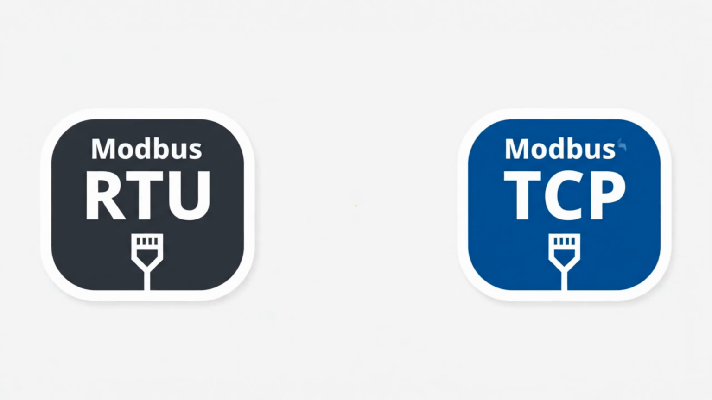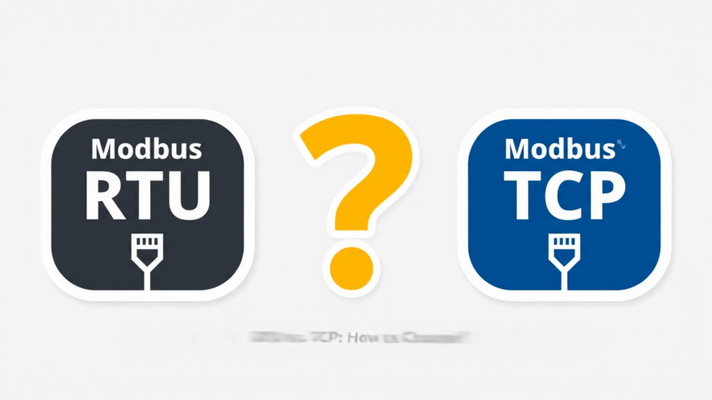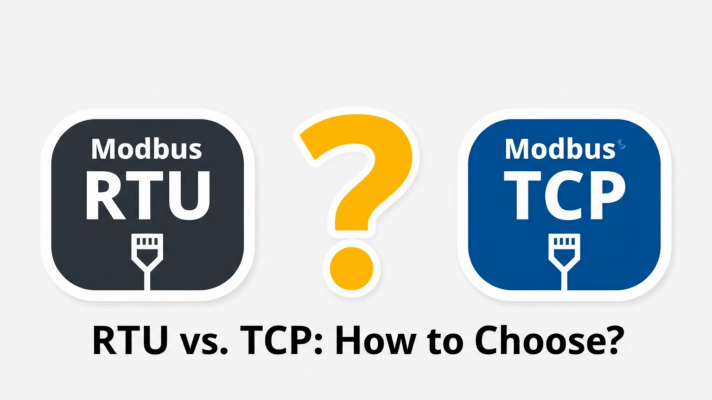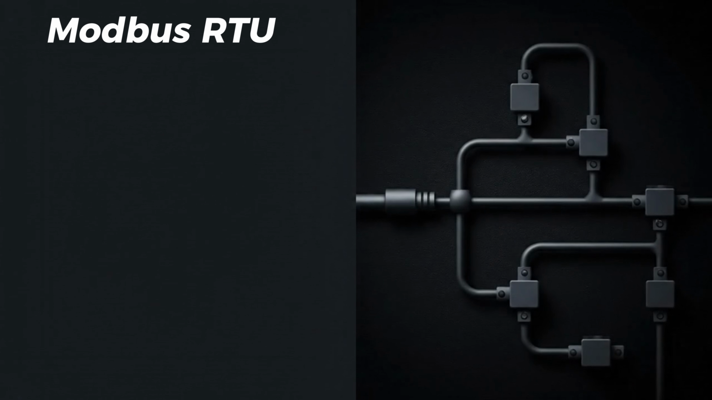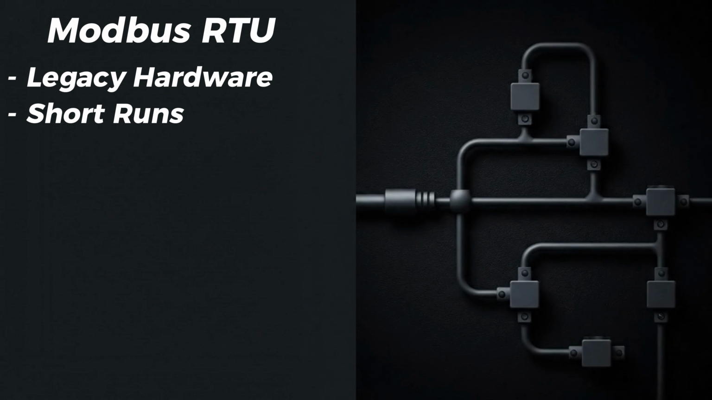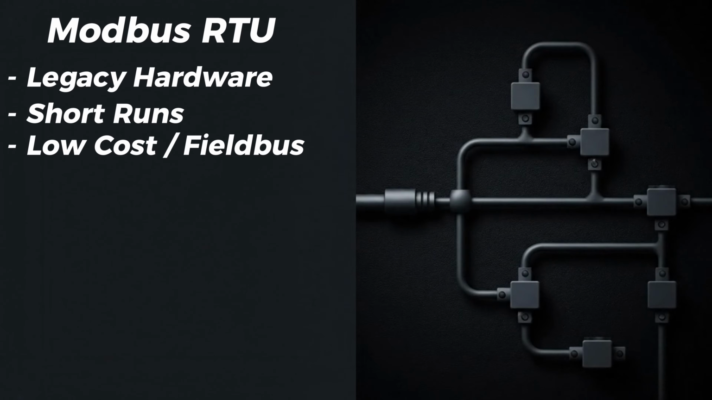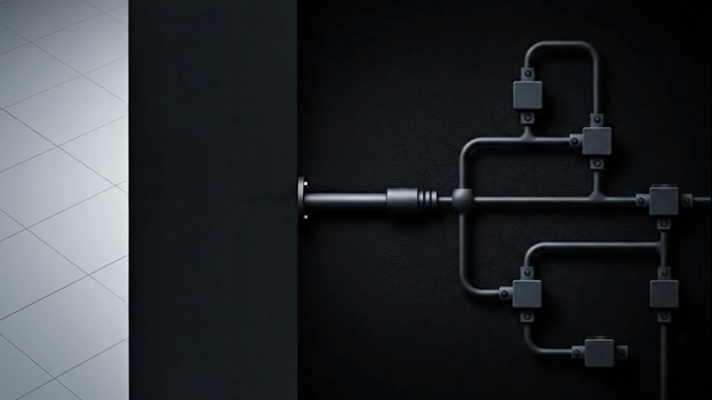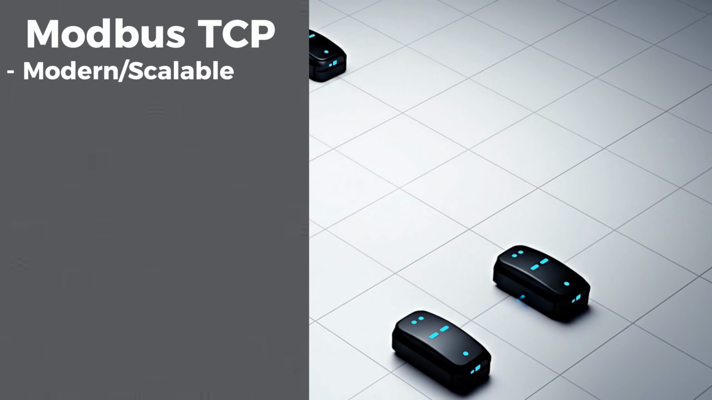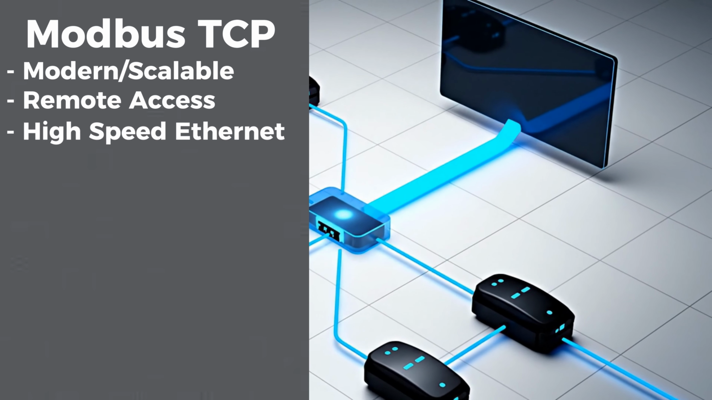Now, here's the obvious question. Which one should you pick? Well, to tell you the truth, it really depends on what you're building. If you're working with legacy hardware, short runs, or you need a low-cost, reliable field bus, Modbus RTU is perfect. But if you're building a modern system with centralized dashboards, remote access, or you need to scale over time, Modbus TCP is going to make your life so much easier.